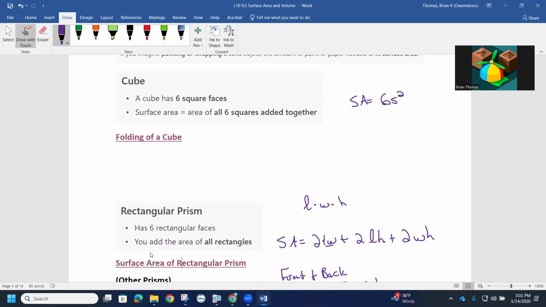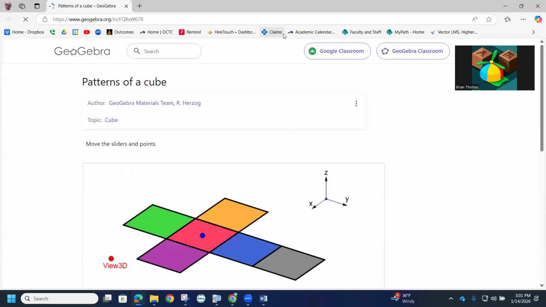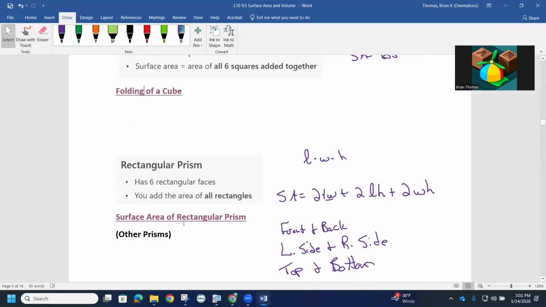So let's see if we can do another example back here. Not the cube, I'm sorry, doing the prism.